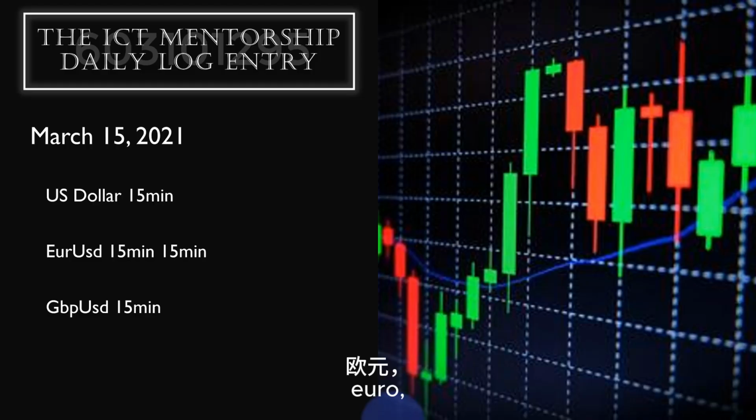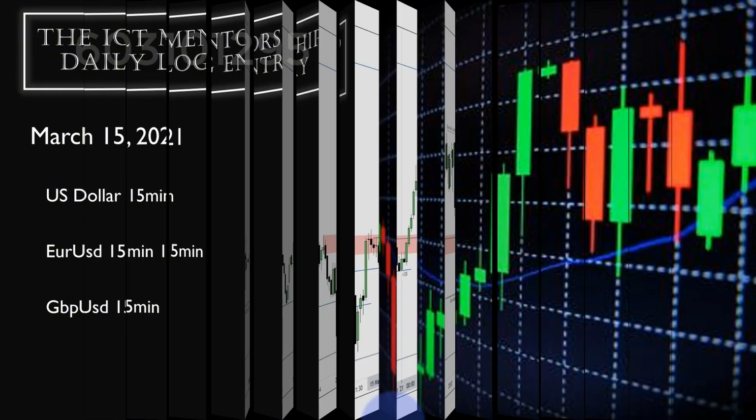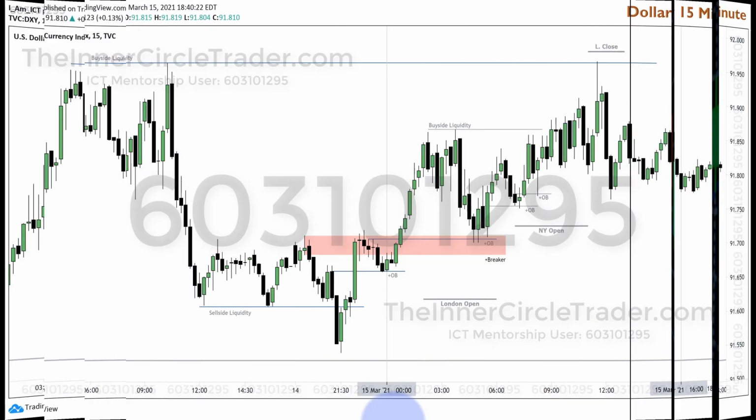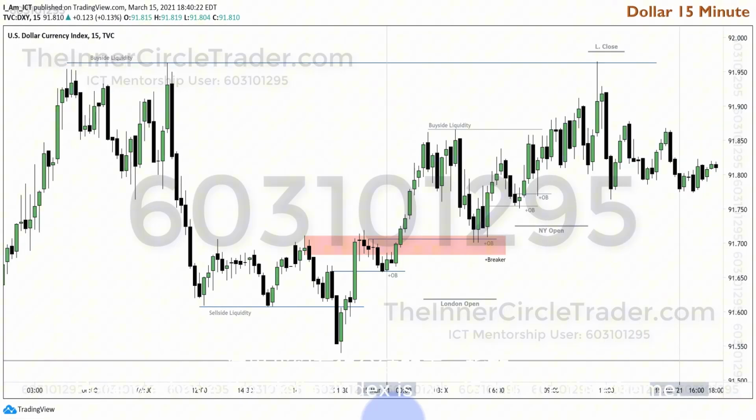Dollar index, euro, pound dollar, and the gold homework. All right, here we have the dollar index on our 15-minute time frame. I'm just going to get right into it.